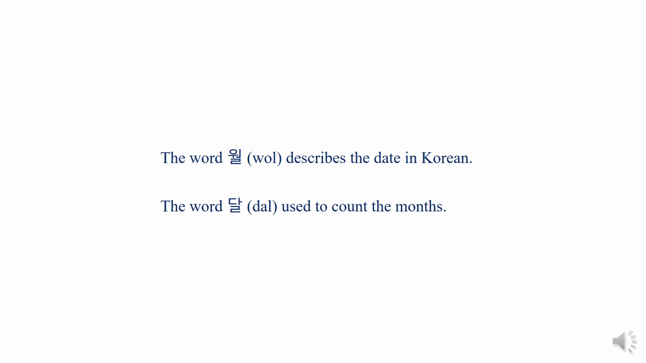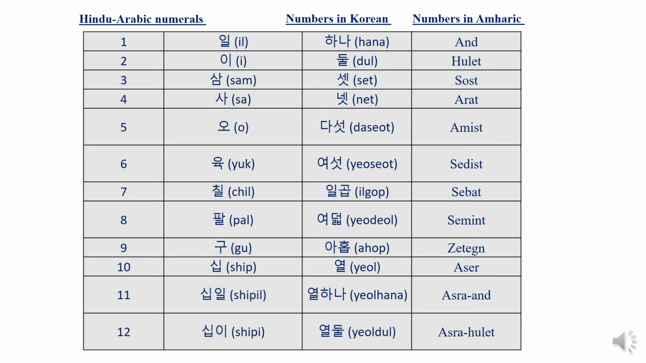So I just need you to remember this. 월 describes the date in Korean, while 달 is used to count months. Let's see. So the numbers, knowing the numbers in Korean helps to remember the months in Korean. So I think the first thing is we have to learn the numbers in Korean.